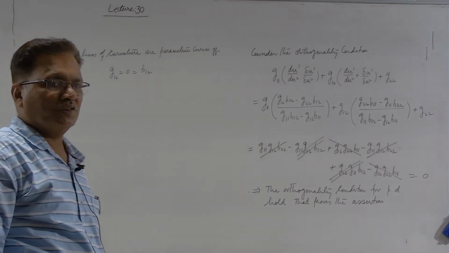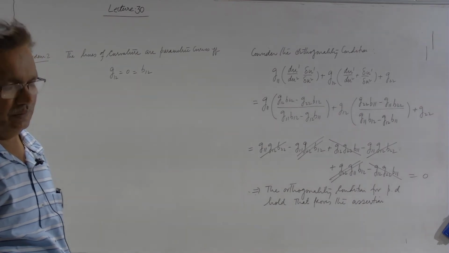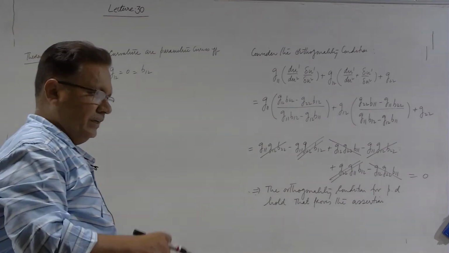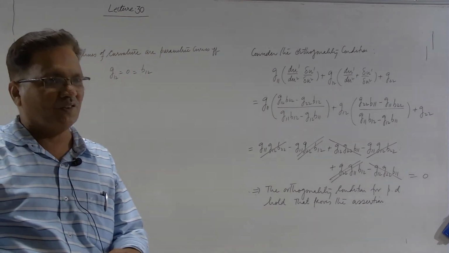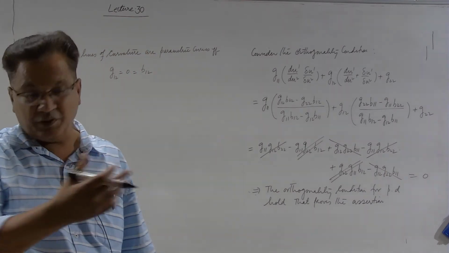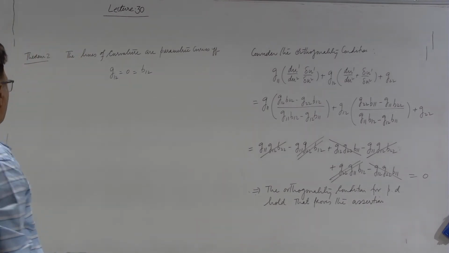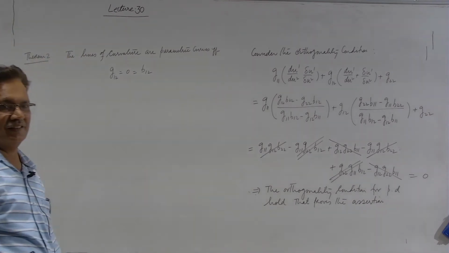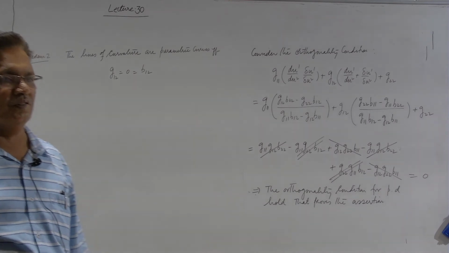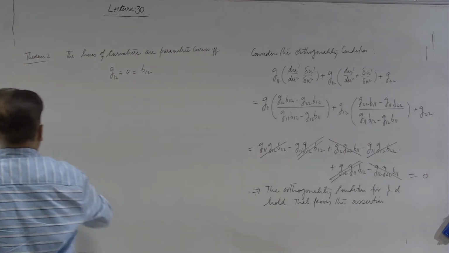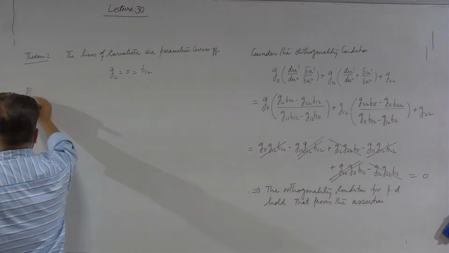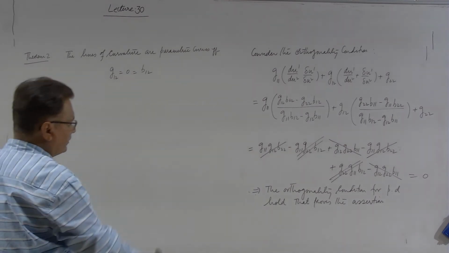Parametric curves are orthogonal if G12 is 0. And if parametric curves become lines of curvature also orthogonal, then B12 should also be 0. So, we have a stronger condition, both. So, the proof will follow from the differential equation that we just had.